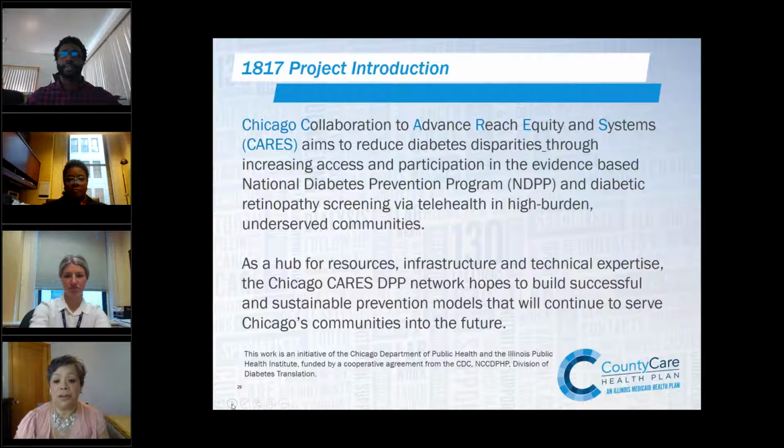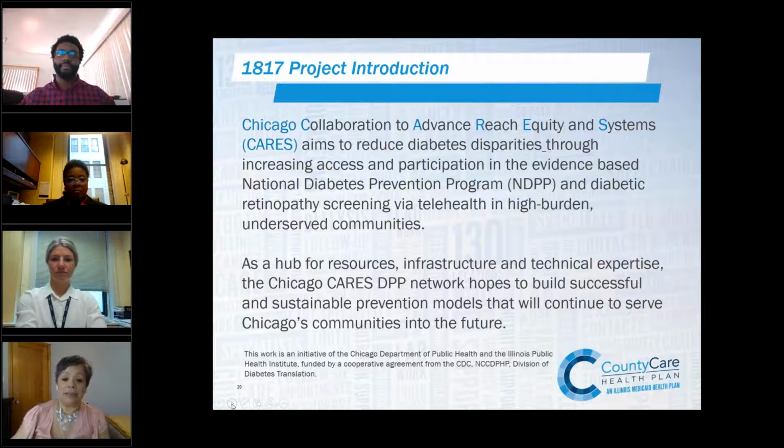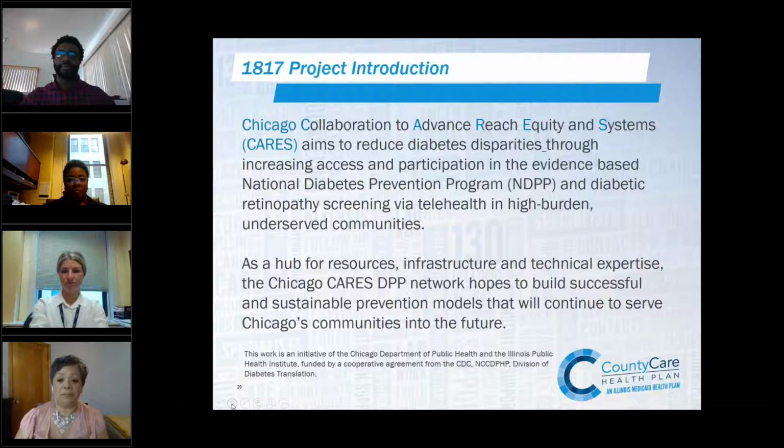The Chicago Cares project is part of the Illinois Public Health Institute, and we are an organization dedicated to leading action to improve public health systems, health equity, and quality of life for people living in Illinois. The Illinois Public Health Institute is the fiscal agent for the CDPH, and we administer all aspects of the project in collaboration with the Chicago Department of Public Health.